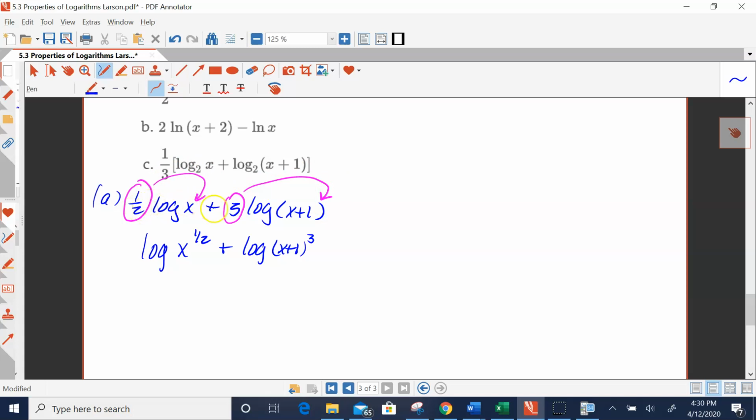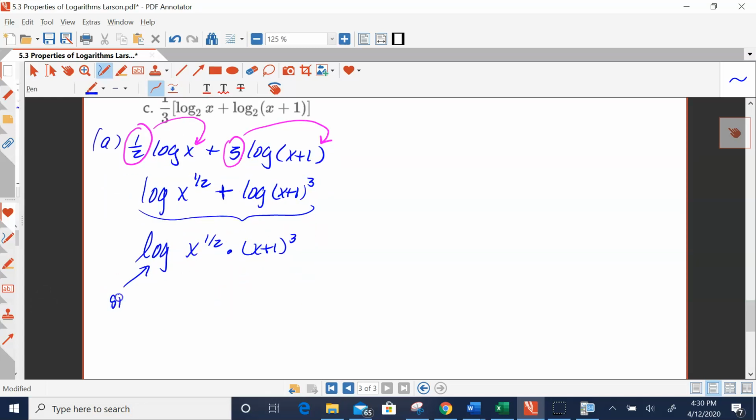Okay, so I took care of those. Now look at what's left. If you're adding, then that means they were originally multiplied. If these are subtracted, then that means they were originally divided. But since these two logs are added, that means my arguments were multiplied to begin with. So my last step would be to take these two and change it into multiplication. Those two arguments get multiplied, and you're left with, very important, a single logarithm.